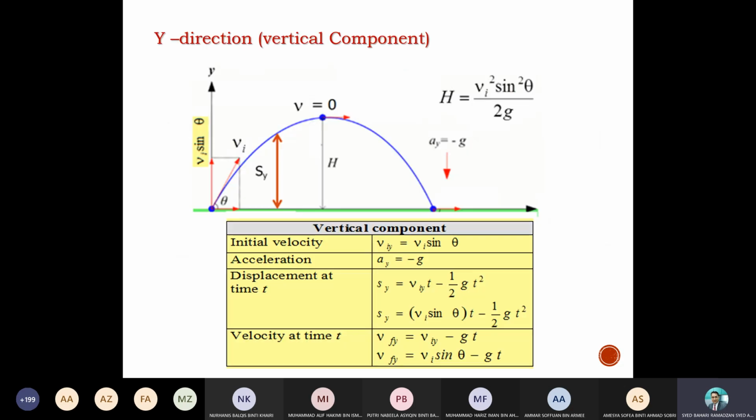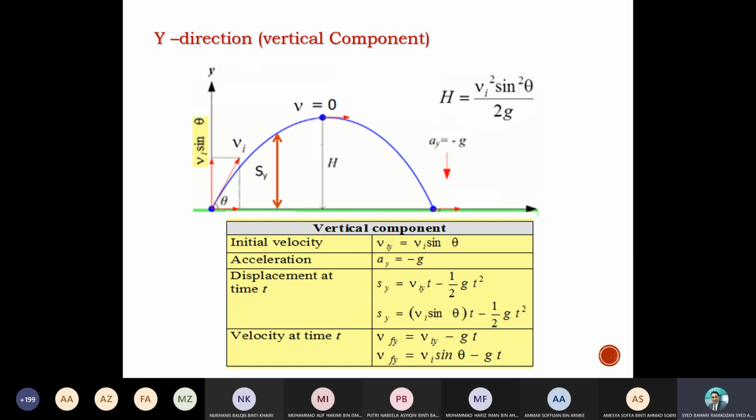If we just focus on the y direction, as I already mentioned, we have v initial, and for the y direction it is v initial sine theta. So the initial velocity for the vertical component is v initial sine theta. Acceleration in the y direction is negative g, and then the displacement at a given time, sy, at any point. It can be here, or maybe it can be here.